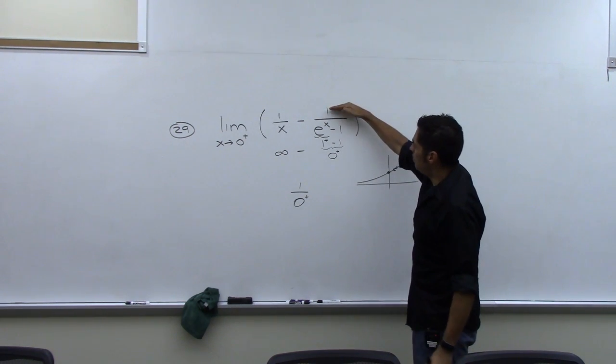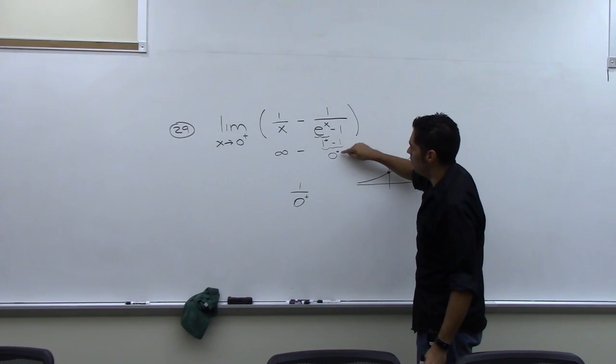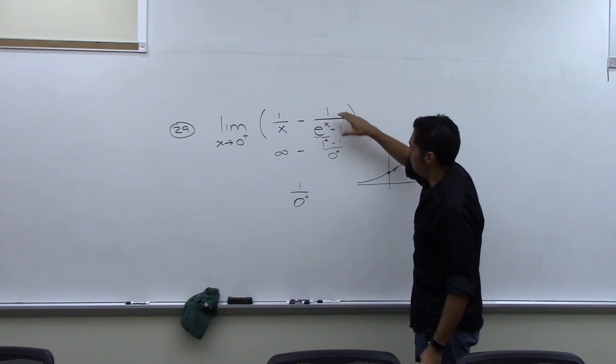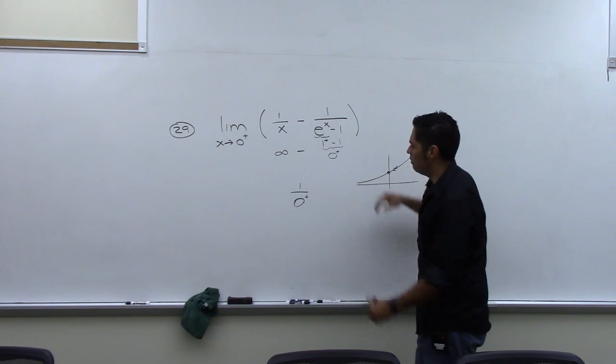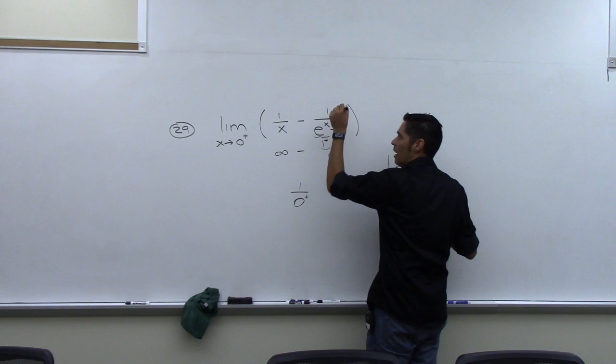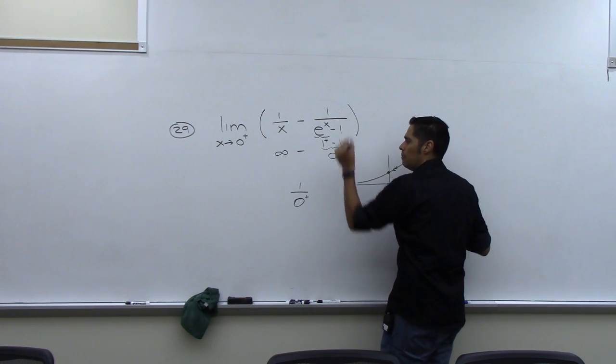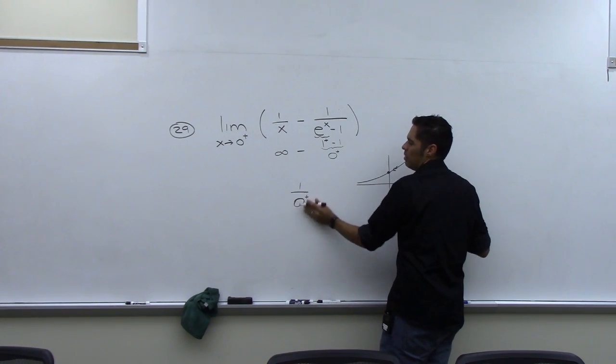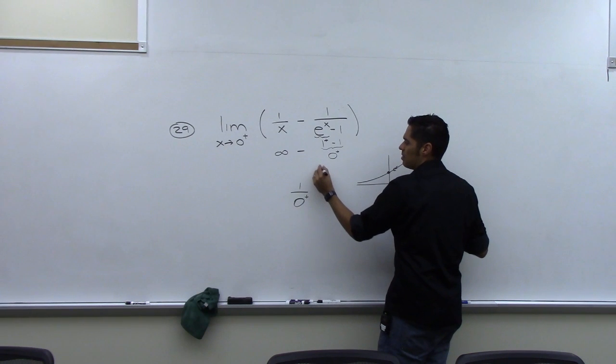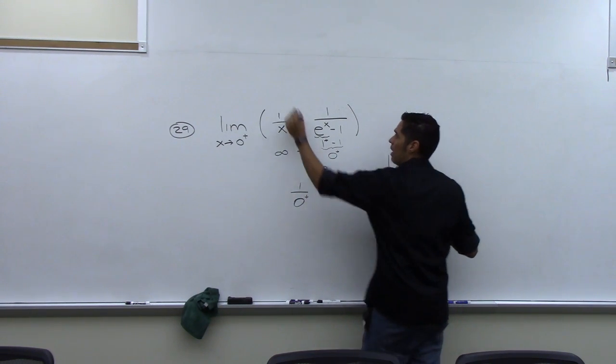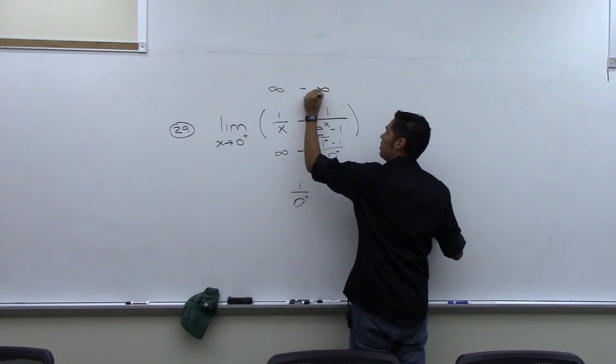And so you have a fixed number over something approaching 0, but it's always positive. That's a positive over a positive. That's going to give you positive infinity again. So you have fixed over 0, both being positive. So it's the same situation as this one. So this is going to be infinity over here. So we have basically the form of infinity minus infinity.